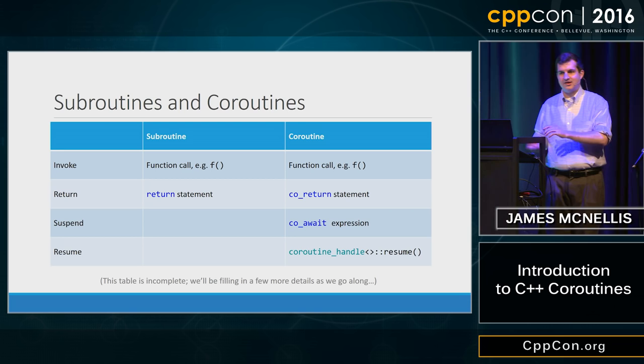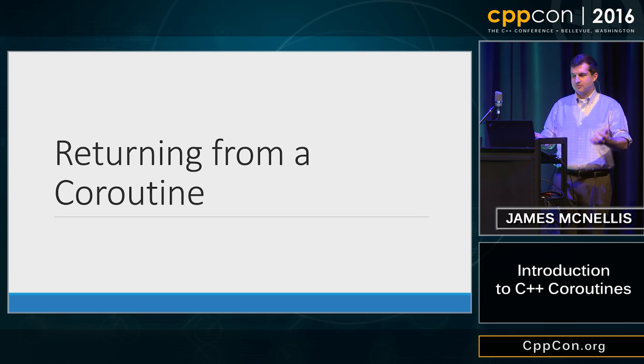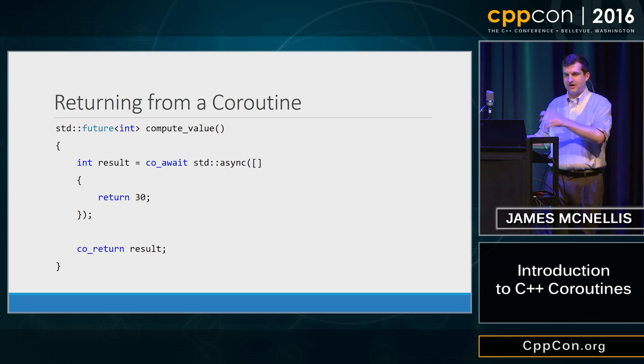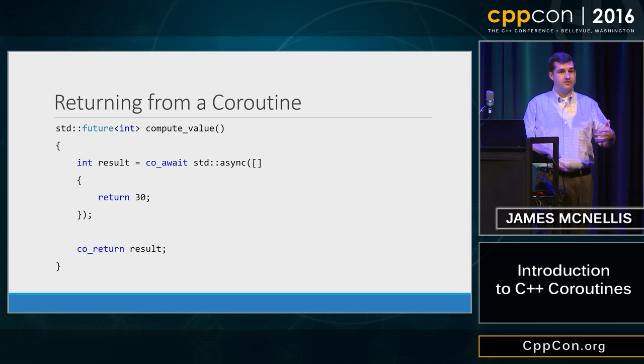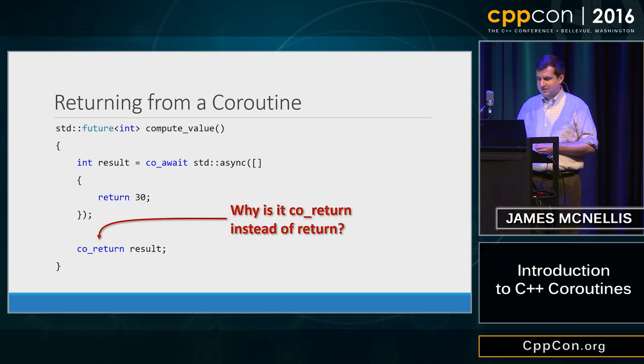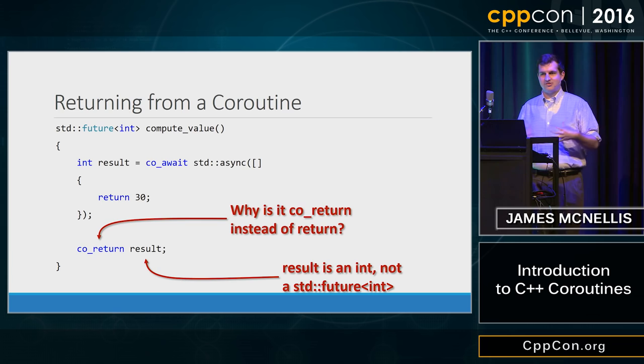So that's a coroutine that doesn't actually return anything, but really we'd like to be able to return things from our coroutine. So here is our compute value from earlier. And this actually needs to return a value. It needs to return an integer through the future. So there's two interesting things about this example. The first is, why is it co_return instead of return? And the second, and this kind of explains it, is, well, we're returning an int, and the return type is future of int. So you can't actually construct a future of int from an int. And we're going to see how this works.